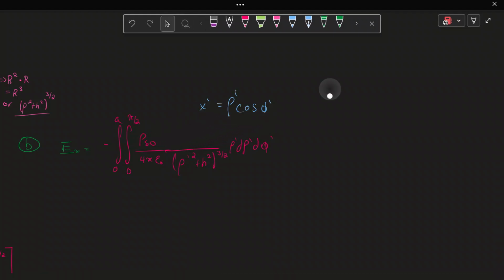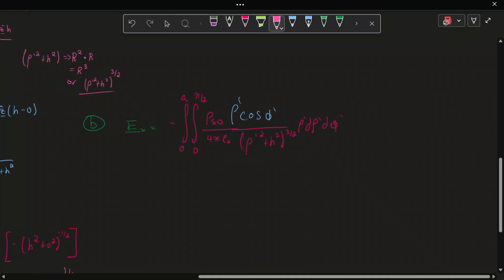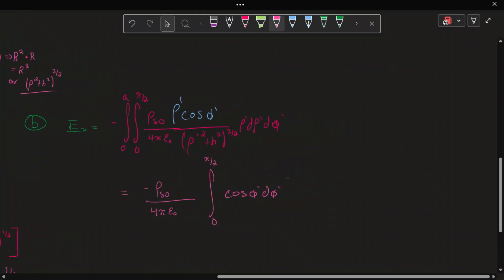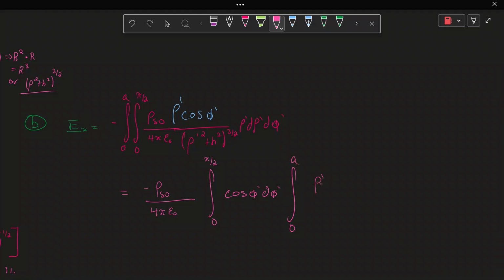We're going to substitute this here. All right, so now let's rewrite this integral, and let's take out anything that we don't really need. So again, rho s0 is a constant divided by 4 pi epsilon naught, all constants, and taking the integral from 0 to pi over 2, we're going to do the d phi prime. Well, now there's a cosine phi prime, so we need this. We're going to integrate from 0 to pi over 2 of this cosine phi prime function, and we're going to then multiply it by the integral from 0 to a of rho prime squared divided by rho prime squared plus h squared to the power of 3 over 2 with respect to rho prime.